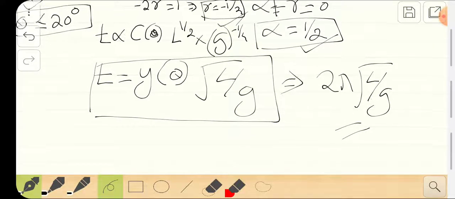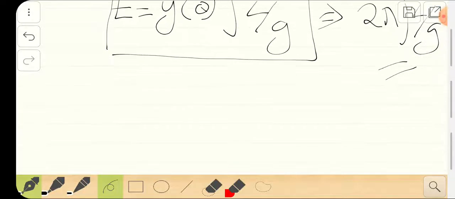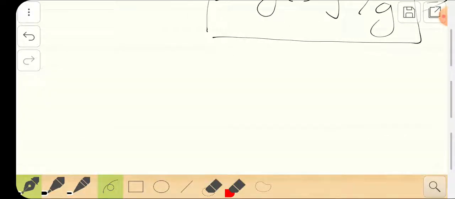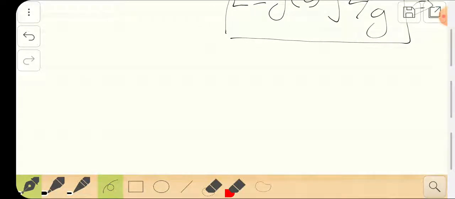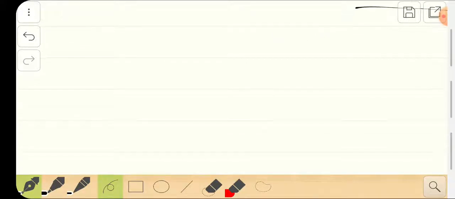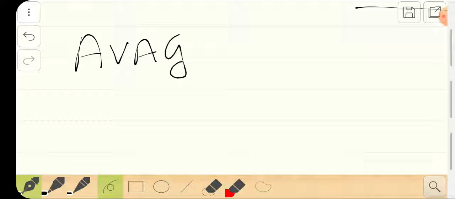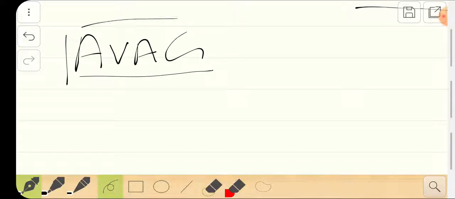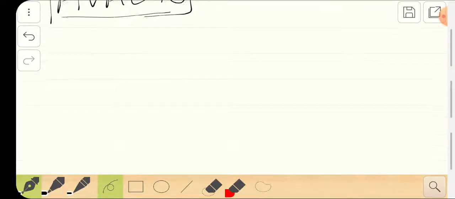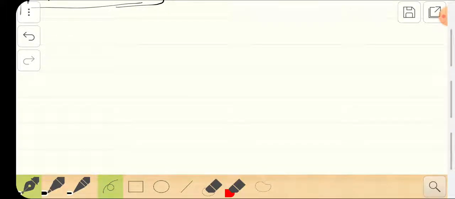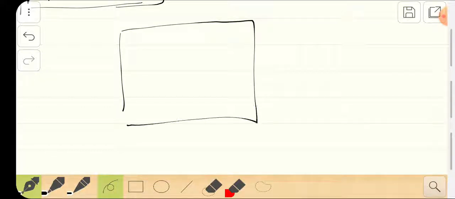So with that, let's go to one more little topic. That topic is called Avogadro number. So the Avogadro number is something that you see in daily life. You have a material like this.